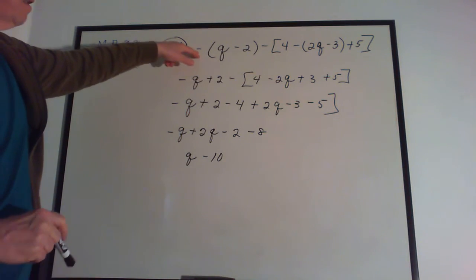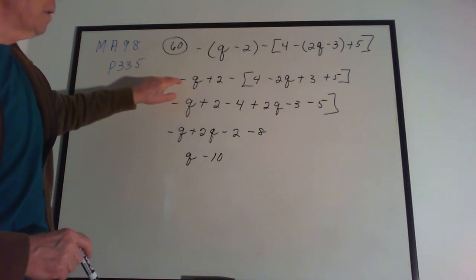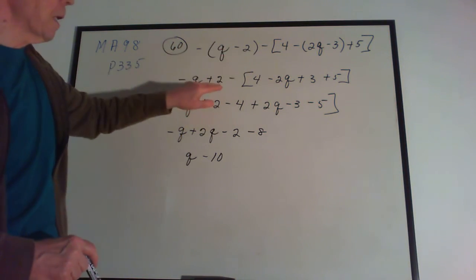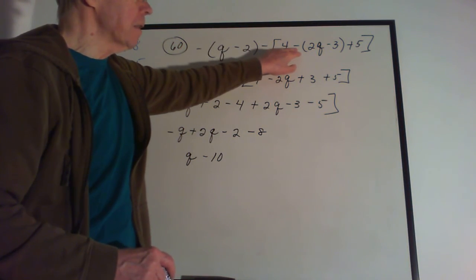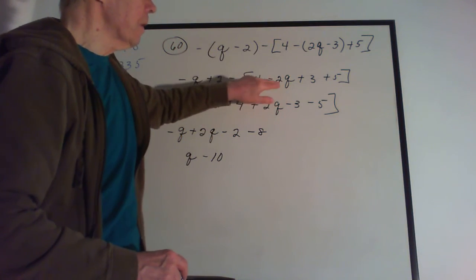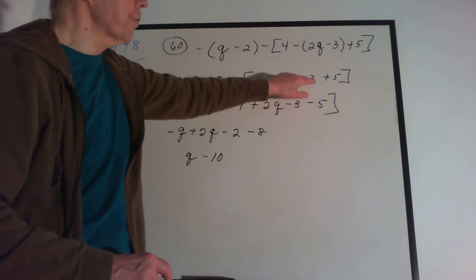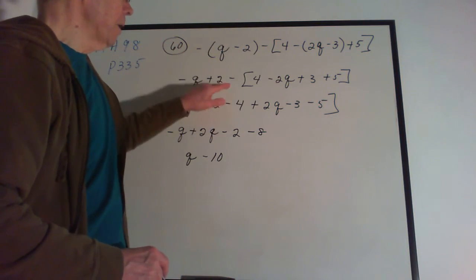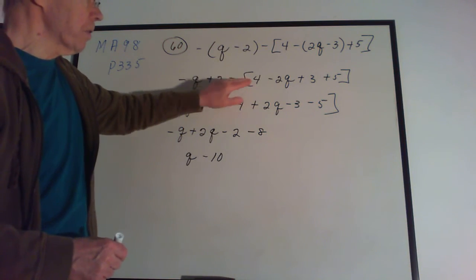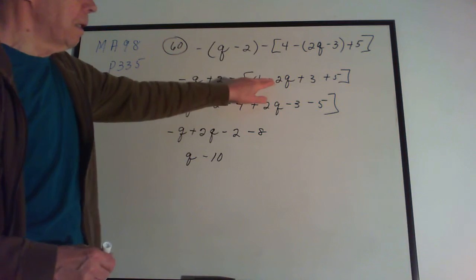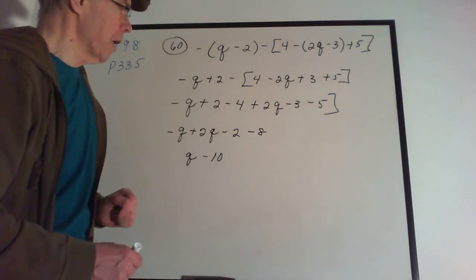So let's get a negative sign in front of the parentheses, which means this is a positive q. It's going to become negative q. This is going to become plus 2 minus parentheses. Well, this has got a minus sign in front of these parentheses, so it's going to change the signs. It's going to become minus 2q plus 3. Right? And then you have a minus sign in front of the brackets. This happens to be plus 4, will become minus 4. This becomes plus 2q minus 3 minus 5.